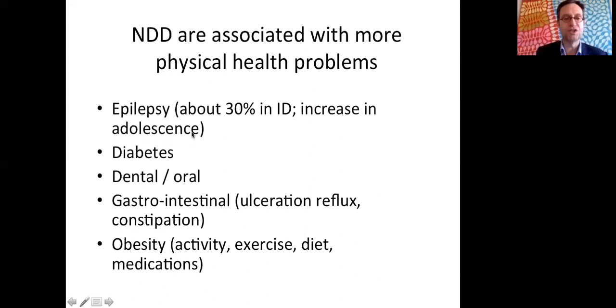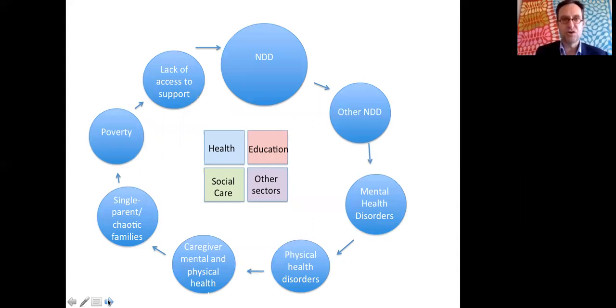But what I wanted to illustrate is how and why neurodevelopmental disorders pose the risk of what I call the vicious cycle: having one neurodevelopmental disorder that might lead to others, that might be associated with mental health problems, physical health problems, family mental and physical health problems, environmental challenges, poverty, and lack of access to support. This is why neurodevelopmental disorders are so important for us to be mindful of, and to think, how do all sectors in health, education, social care, the nonprofit sector, and so on, play a role in breaking the cycle at some point along the way?